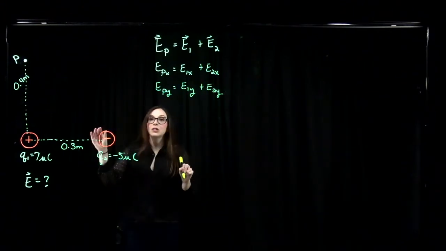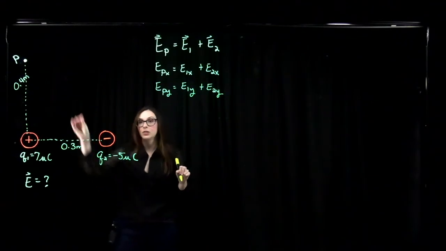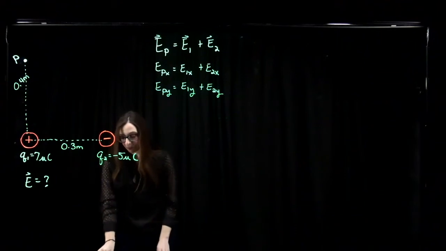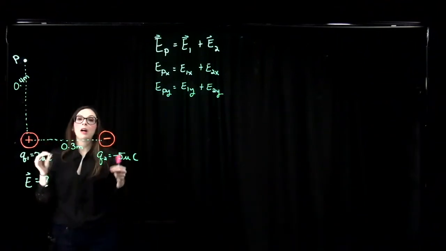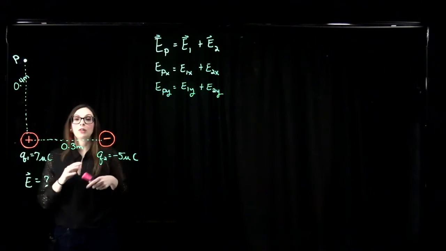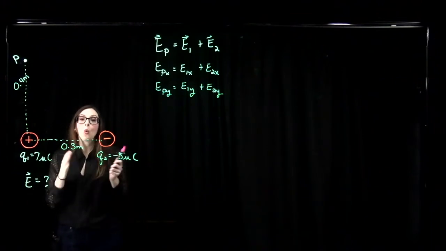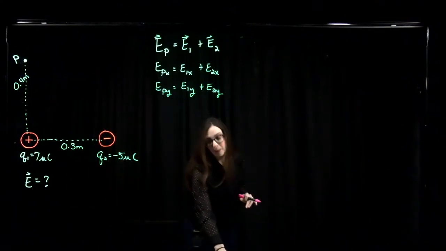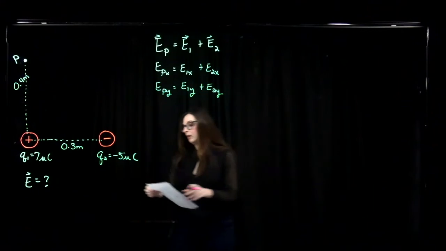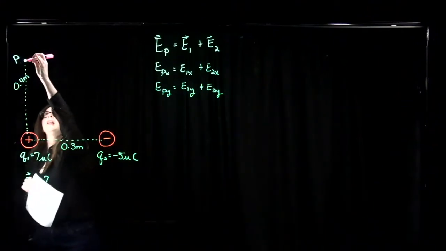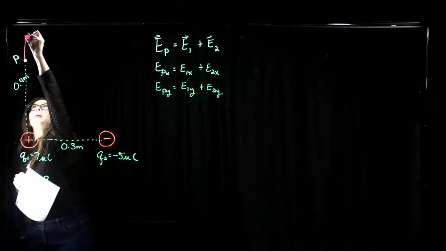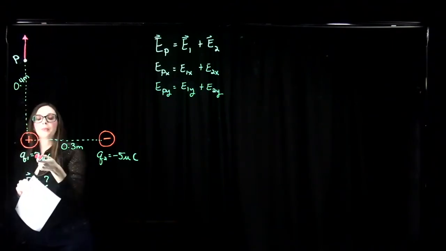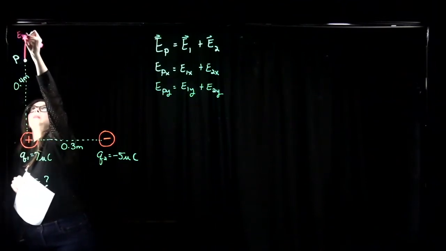Okay, now let's just go ahead and draw in the field vectors at point P from each of these 2 charges. I'm going to do that in a different color. Okay, now remember that our electric field vector always points away from positive charges. So for the electric field at point P from Q1, that electric field right here is going to be pointing upward and away from Q1. So we'll label this as E1.